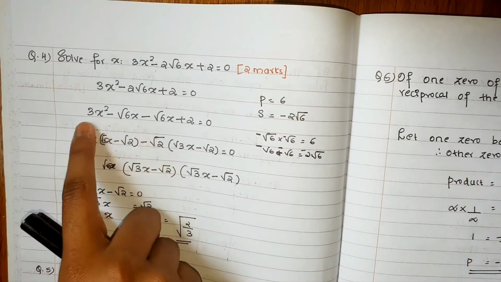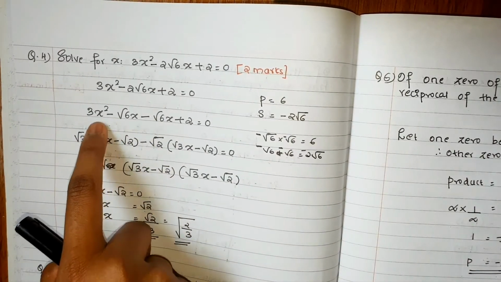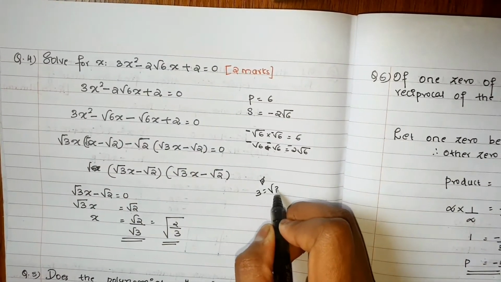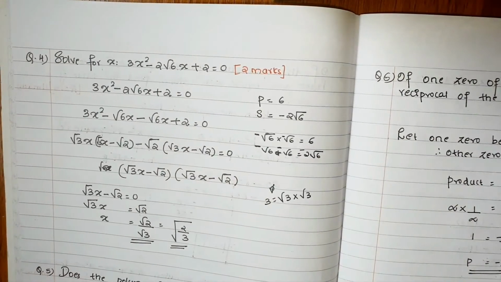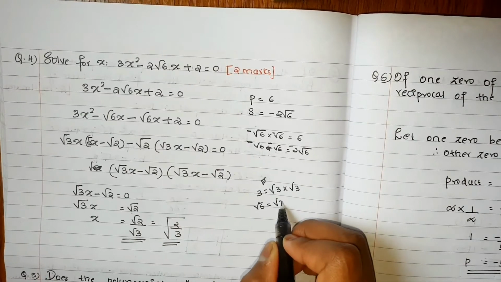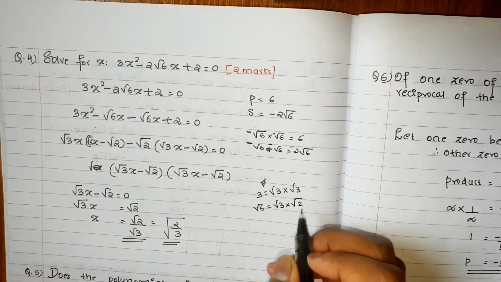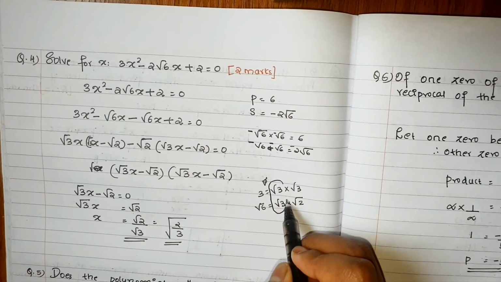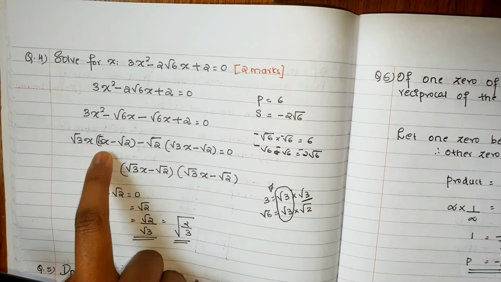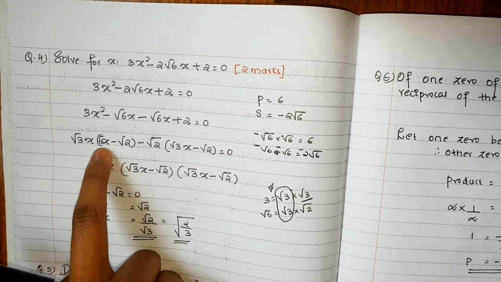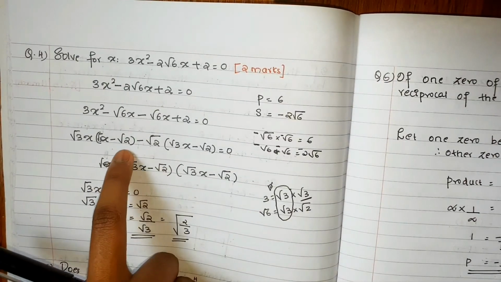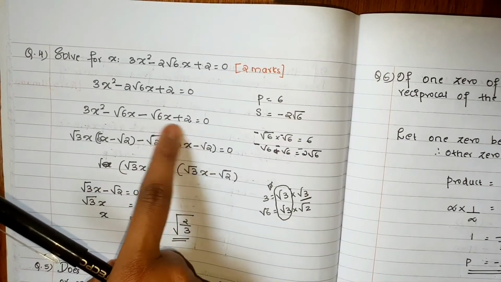From these two terms, what can I take common? I can take root 3 common because 3 is equal to root 3 into root 3. And how can I write root 6? Root 6 can be written as root 3 into root 2. So from here I can take root 3 common. What is remaining in this 3? Root 3 is remaining. So root 3x. Root 3x minus, here what is remaining? Root 2 is remaining. So root 2.